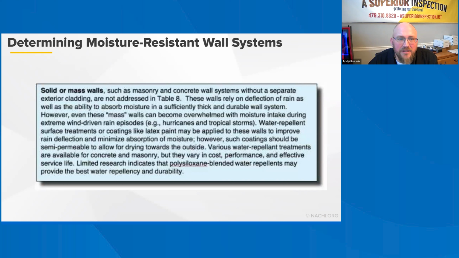So these solid, generally brick walls rely on deflection of rain as well as the ability to absorb moisture in a sufficiently thick and durable wall system. However, even these mass walls can become overwhelmed with moisture intake during extreme wind-driven rain episodes, such as hurricanes and tropical storms. Water repellent surface treatments or coatings like latex paint may be applied to these walls to improve rain deflection and minimize absorption of water.